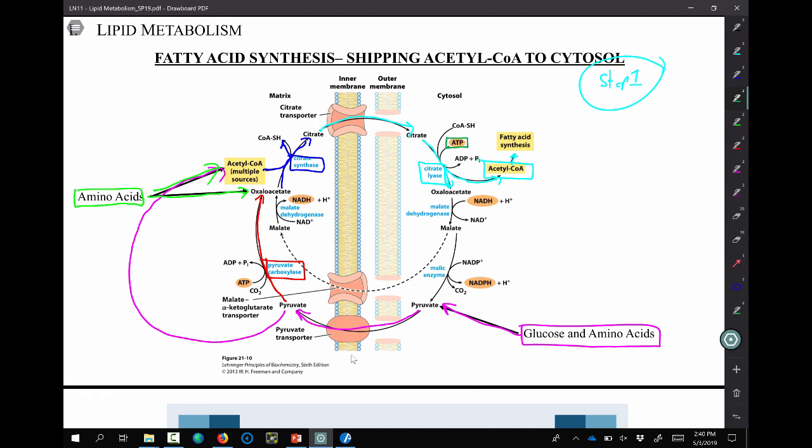If you want to make, and we do, a 16-carbon fatty acid, you have to move 8 citrates out and break the acetyl-CoAs off of all 8 of them. So this is going to be 8, 8, 8, 8, 8, 8. And we'll make 8 oxaloacetate. So it takes 8 ATP to just get the acetyl-CoA out into the cytosol. To make 1 lipid.